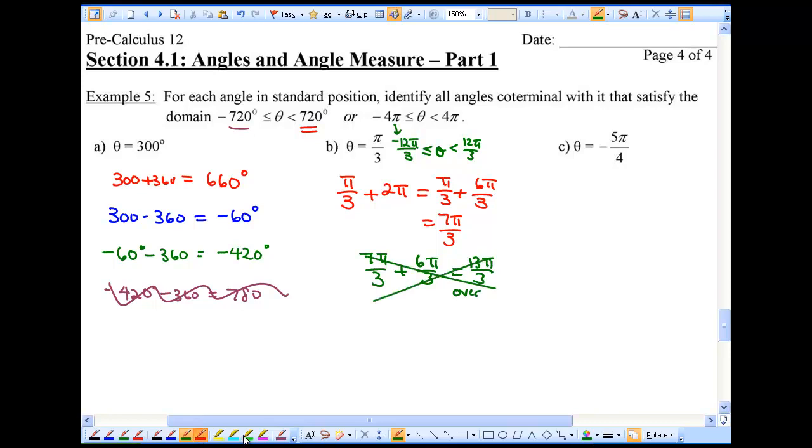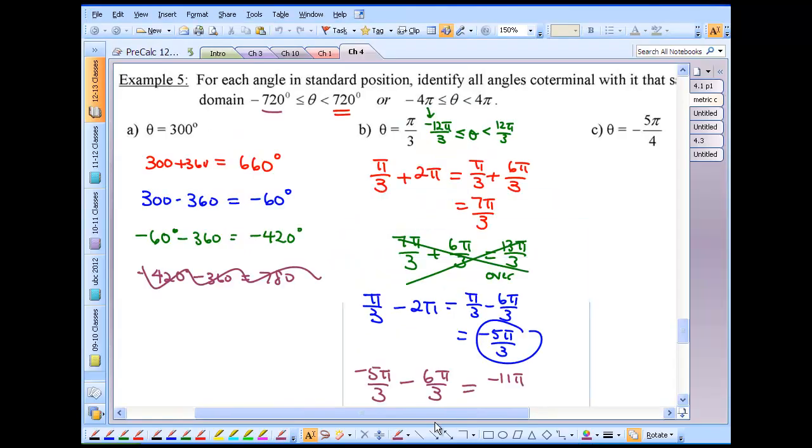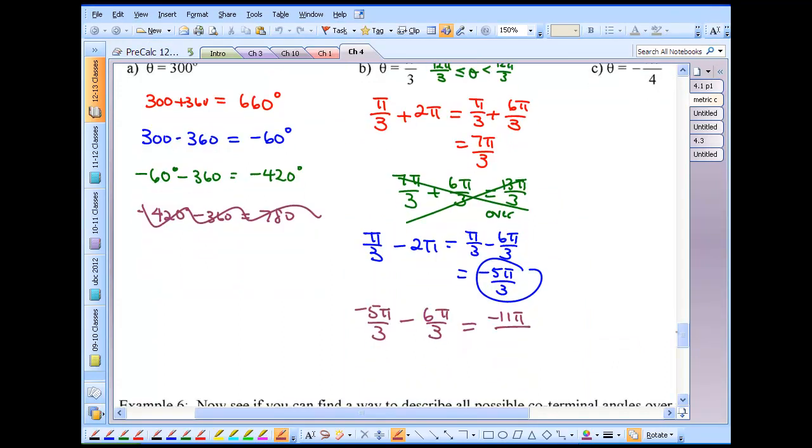I guess all I need to do now is just take pi over 3 and subtract 2 pi. Pi over 3 minus 6 pi over 3. Well, that's just negative 5 pi over 3. That's good. We'll do one more, I think. Negative 5 pi over 3 minus another 6 pi over 3. That's negative 11 pi over 3. Once again, we're taking negative 5 pi minus 6 pi. We get negative 11 pi over 3. Done. Okay.